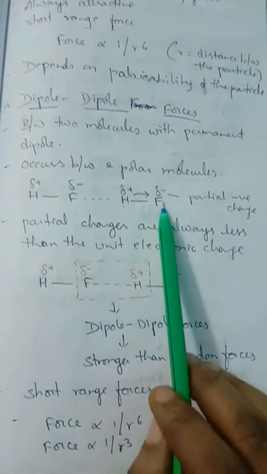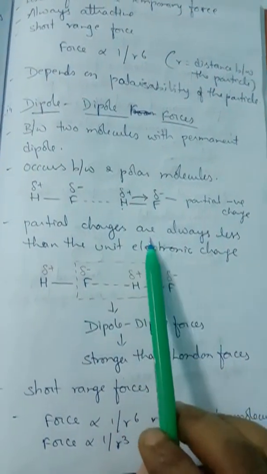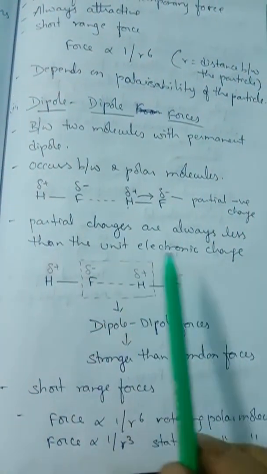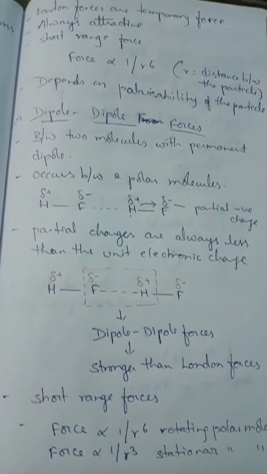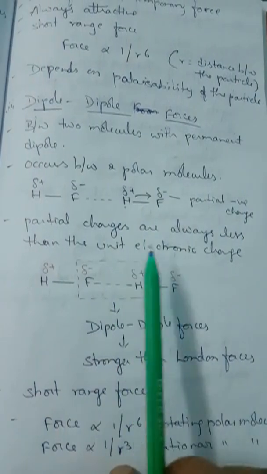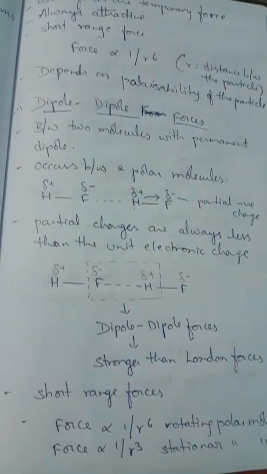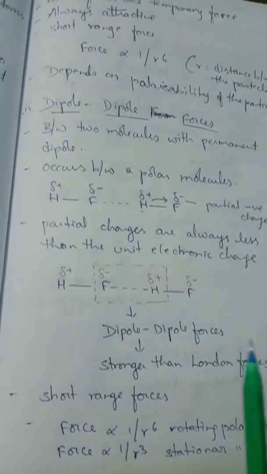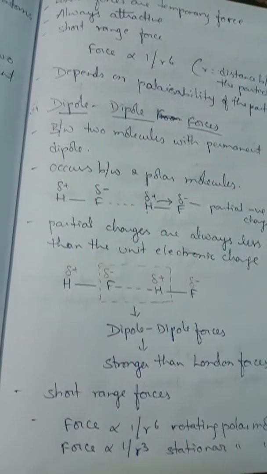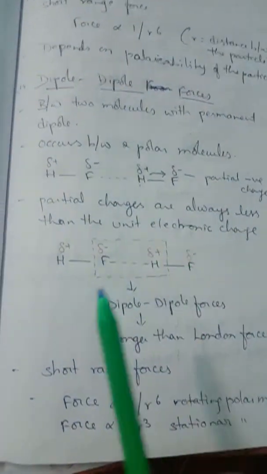One thing we have to notice is that the partial charges are always less than the unit electronic charge. Electronic charge means electron charge. How much is the electron charge? It is 1.6 × 10^-19 coulombs. So the partial charges will be less than that.